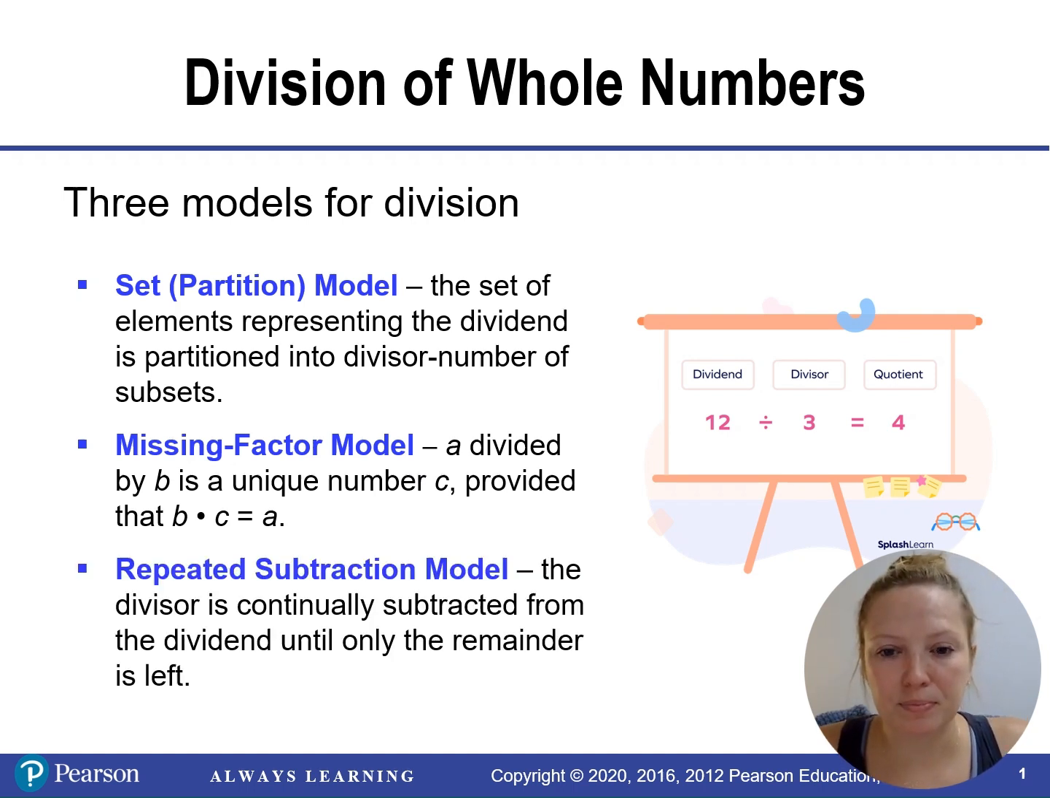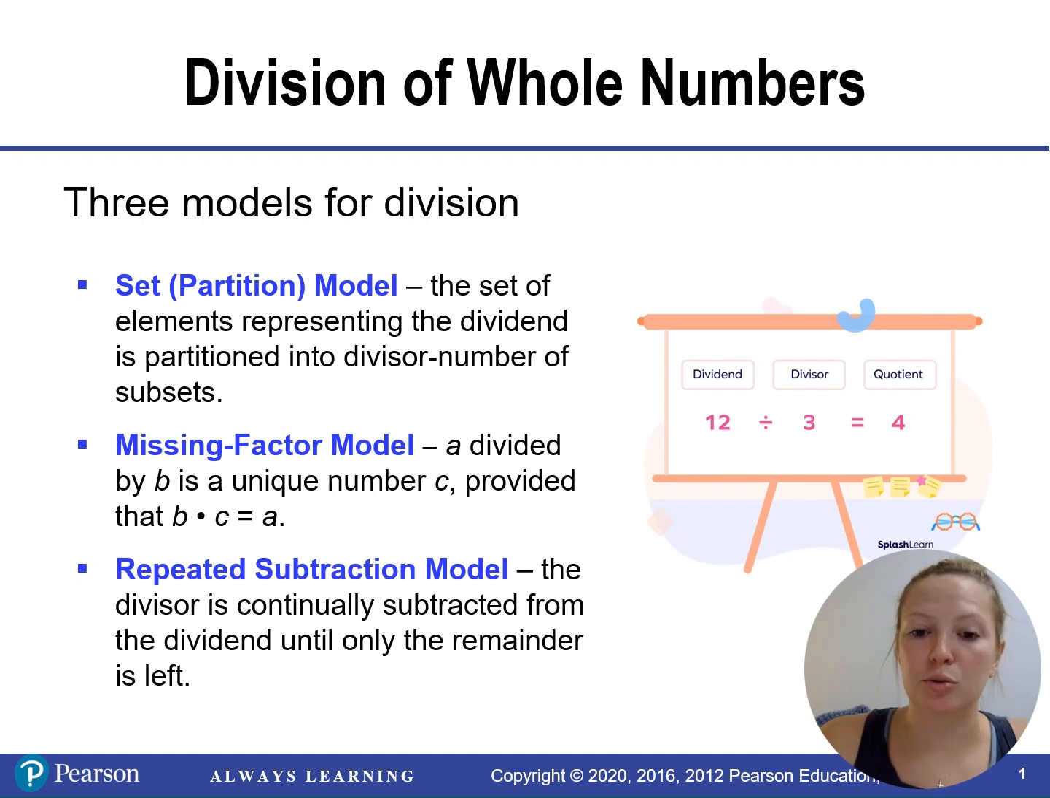And then the last model I'm going to walk you through is called the repeated subtraction model. This is when we take our dividend and continually and repeatedly subtract the divisor from the dividend until we have nothing or just a remainder left.